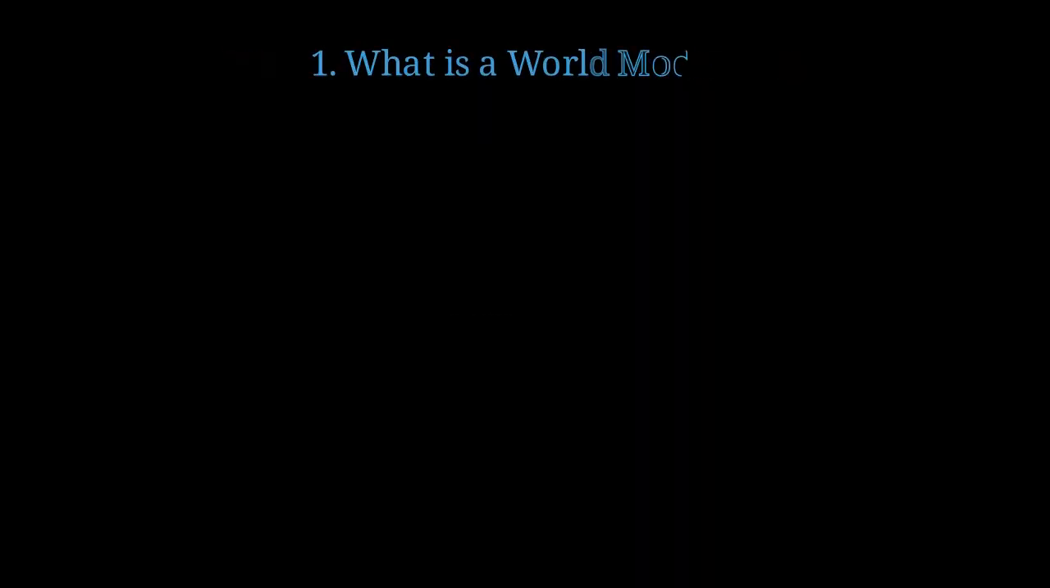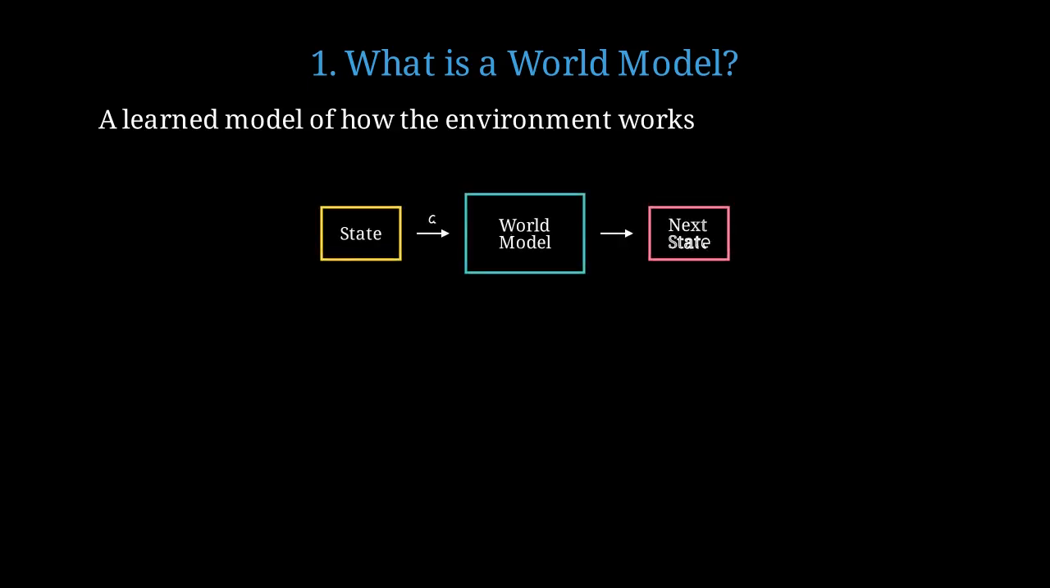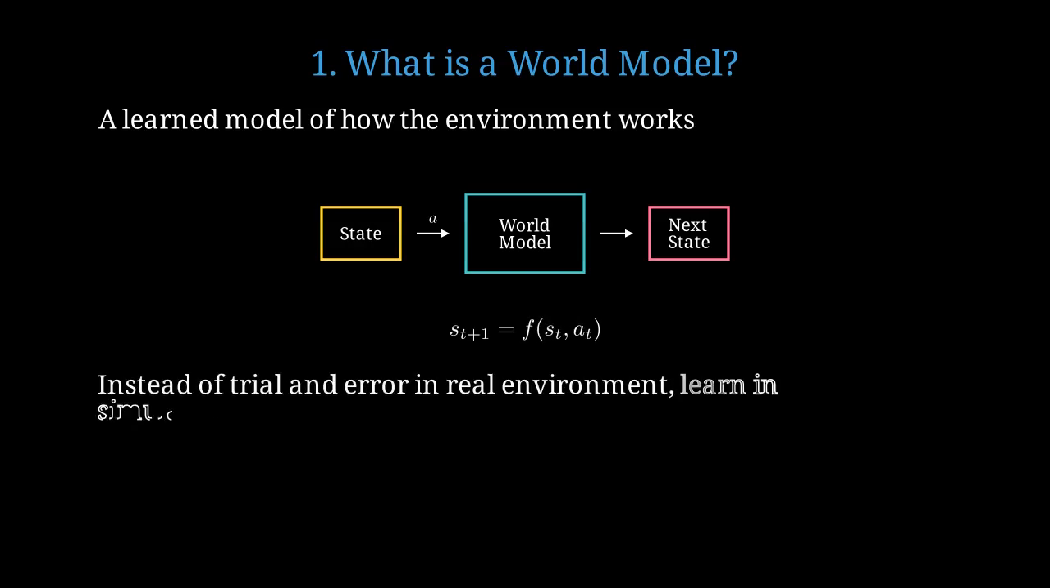Let's understand what world models are and why they're powerful. A world model is a learned representation of how an environment works, predicting future states based on actions. Given the current state and an action, the world model predicts what the next state will be. Mathematically, the next state equals a function of the current state and action. This allows agents to learn through imagination rather than costly real-world trial and error.